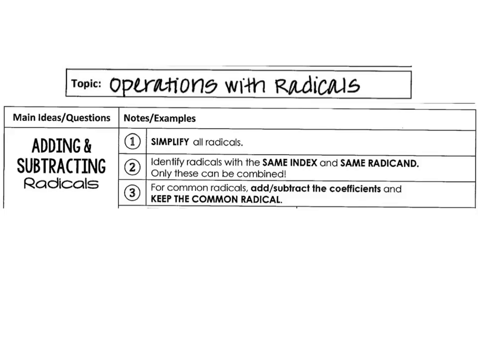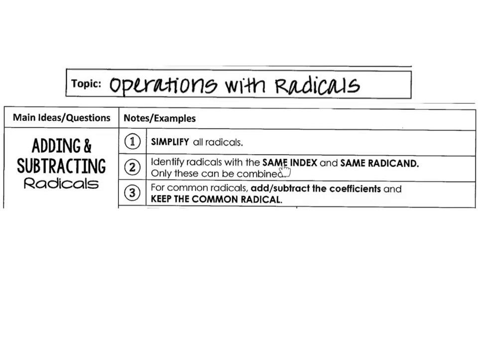So the first thing you want to do is simplify all of your radicals completely. Then you want to identify the radicals with the same index. So look for ones that are square roots, look for ones that are cube roots. And they have to have the same radicand. So they have to have the same number inside the radical. Only these can be combined.